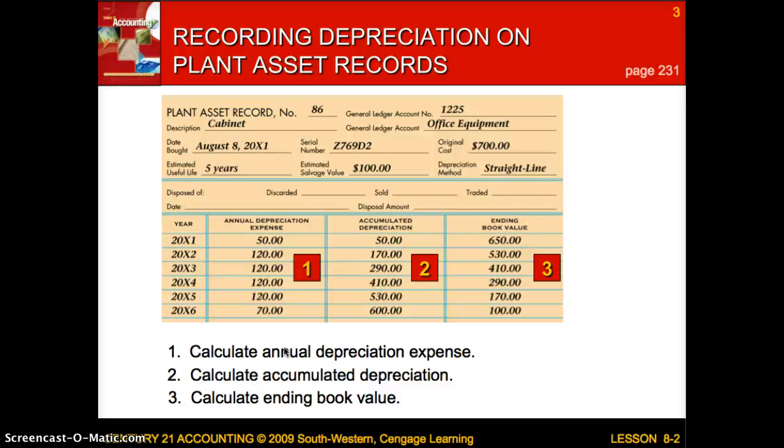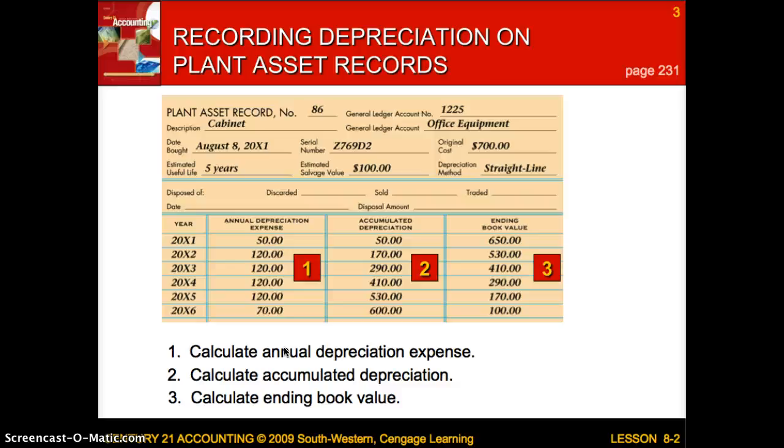If you look at page, let me find it here, 232, it will talk about the calendar month is the smallest unit of time used to calculate depreciation. So a plant asset may be placed in service at a date other than the first day of the fiscal period. Here it was August 8th. Okay. To calculate depreciation expense for part of a year, the annual depreciation expense is divided by 12. So we'll take that 120, divide by 12, and we know that it's $10 a month.